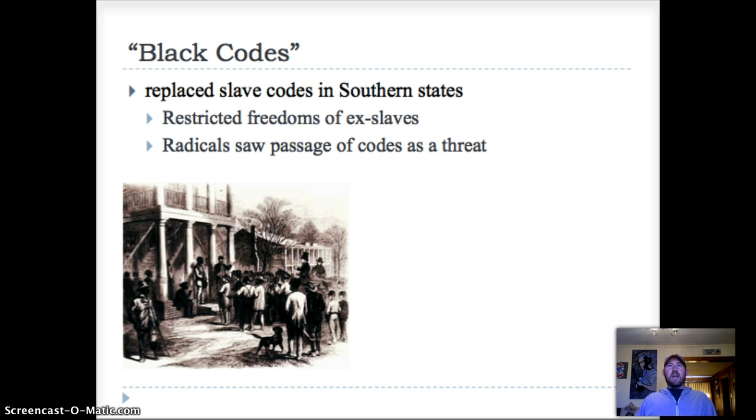Now, these basically replaced the slave codes in the southern states, and they also put restrictions on the newly freed blacks. Like I said, it was a way to keep them submissive, to keep them from gaining power, be it political, economic, or social. A couple of things that they did: they were unable to serve on juries, they were unable to buy land, and they were also not allowed to have interracial marriages. So, just to sum it up, there were ways to keep things the way they were before the war.